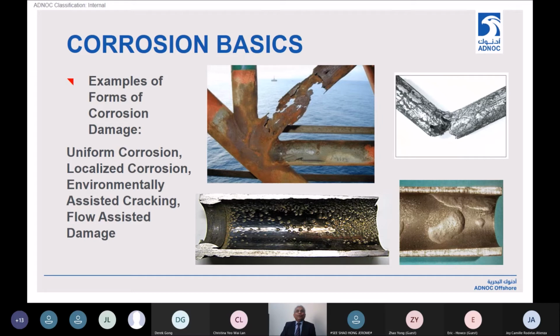On the top right picture, you see a material which has suffered cracking, and eventually under stress, it cracks and breaks, or it fractures. The two bottom pictures show how internal damage can occur in piping or pipeline materials. You can see at the bottom left typical flow-assisted corrosion or erosion corrosion damage. At the bottom right, you see a typical localized pitting attack, and the example here is a carbon steel pipe. So you can have corrosion by uniform corrosion, by localized damage, by environmentally assisted cracking mechanisms, and by flow assisted damage mechanisms.